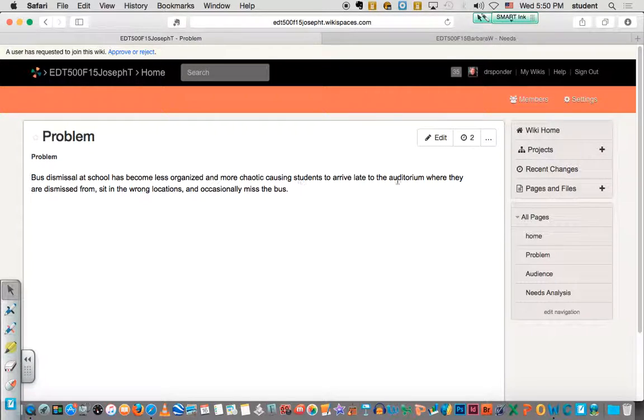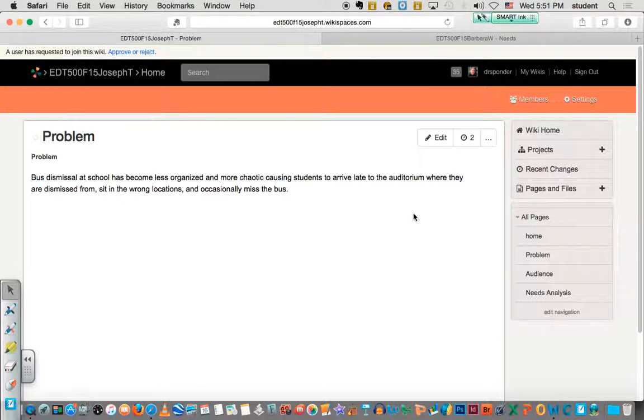It's less organized than why. I mean, it doesn't say what than years past. So I would just say bus dismissal at school is disorganized and chaotic, causing students to arrive late. Because that's the problem. You don't care what happened in the past. So, and then just put the details.